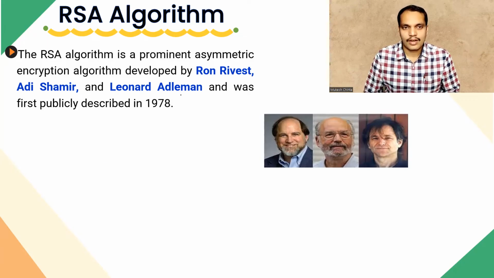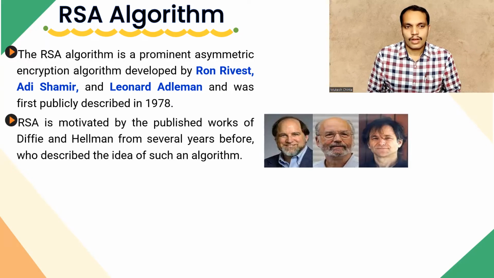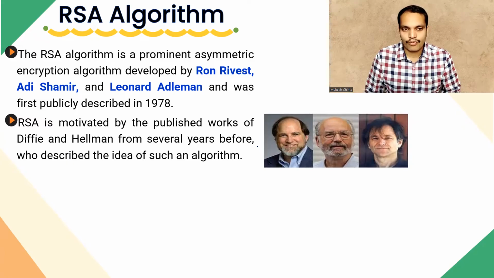So the RSA algorithm is a prominent asymmetric encryption algorithm, developed by these three guys and first publicly described in 1978. Since then, it has been vastly used for many different types of applications. RSA is actually motivated by the published work of Diffie and Hellman from several years before, who described the idea of such an algorithm. They published a paper in 1976. We will discuss the Diffie-Hellman key exchange algorithm in our next video.